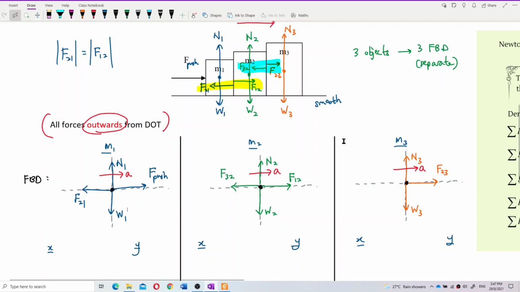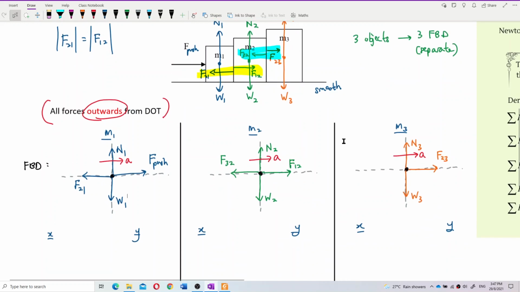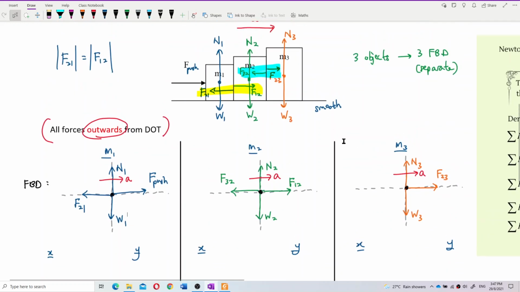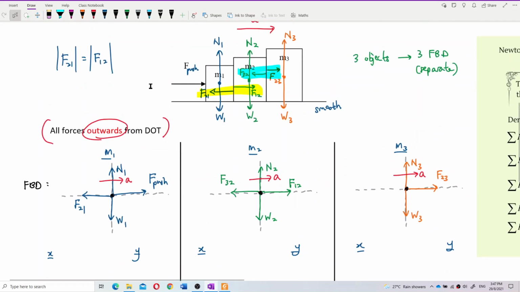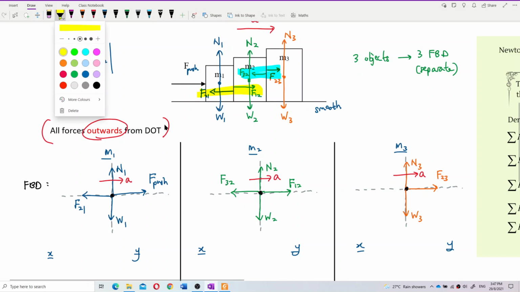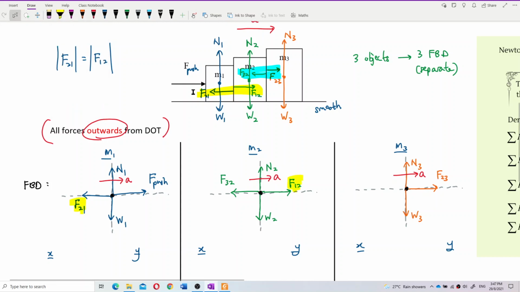Now, this is the one. This F21 and this F12, they are equal. This force and this force, F21 and F12, are equal. And then this F32 and F23, they are equal.